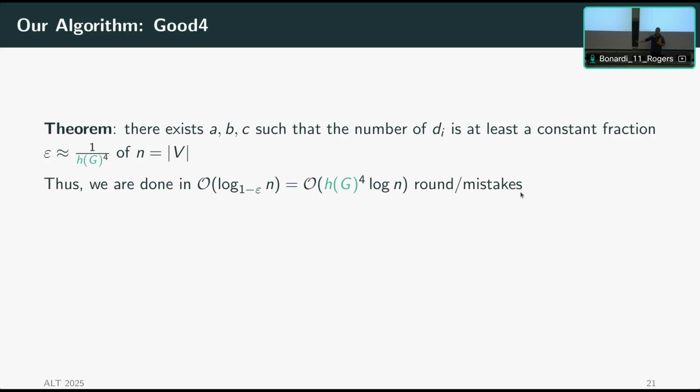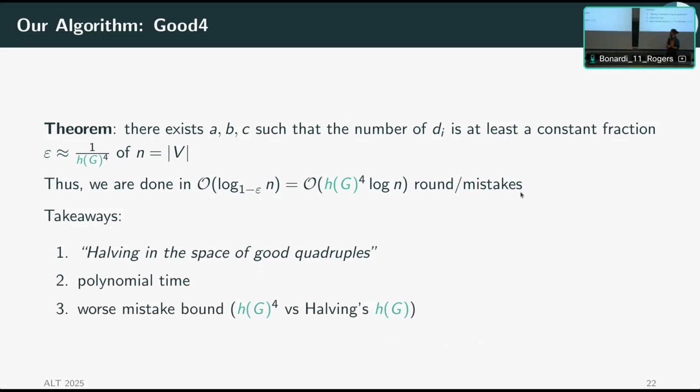Basically, as soon as you, let's say, get 1% of the nodes each round, you get again this kind of halving behavior, because then we have log base 1 minus epsilon of n rounds, which in our case ends up being Hartwinger number to the 4 times log n many rounds. And also correspondingly this many mistakes.